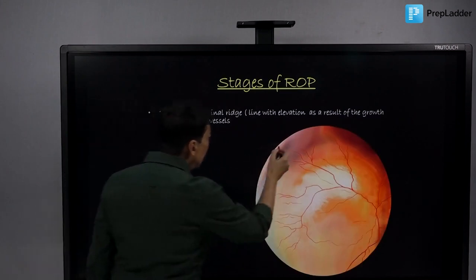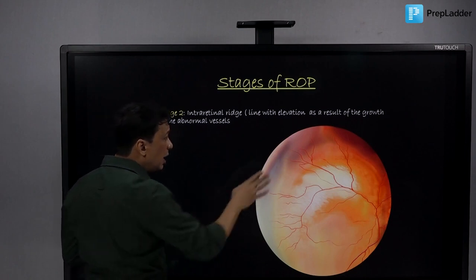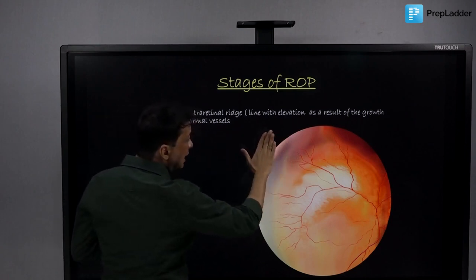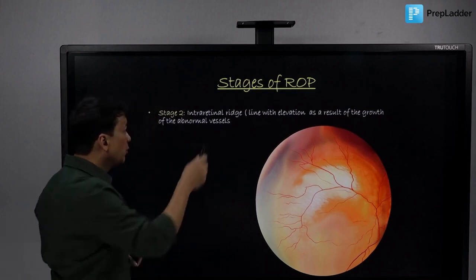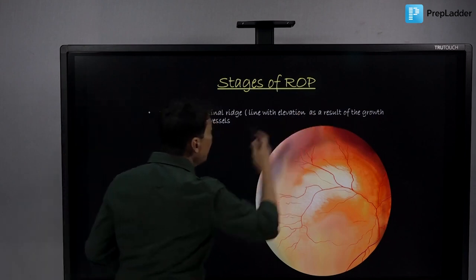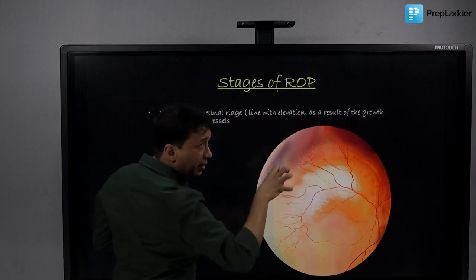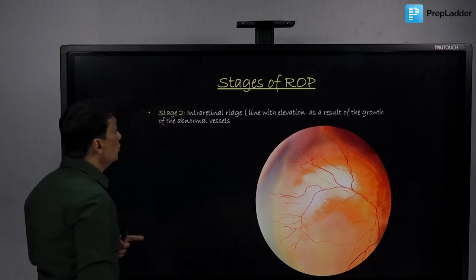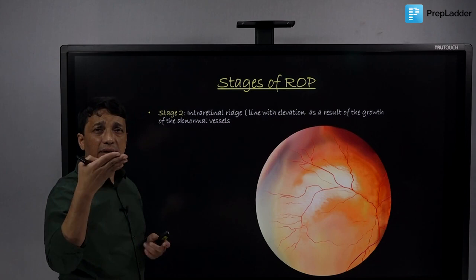In stage 2, the line develops into a ridge. Remember, a line is a flat, two-dimensional structure, but as the blood vessels pull the line, it gets elevated. This is called a ridge. Stage 2 is ridge. Just remember the word ridge. It's a line with elevation as a result of the growth of the vessels as they start pulling the retina towards the vitreous. So first is line, second is ridge as it becomes elevated.